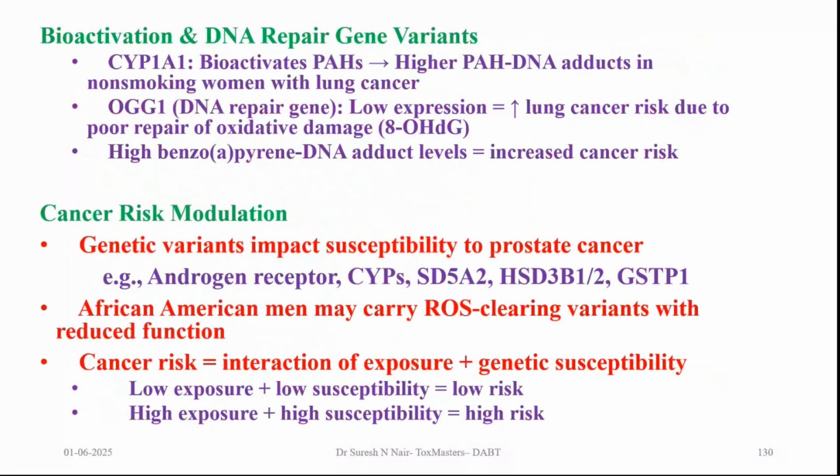Okay, so these are the other variations. The bioactivation and DNA repair genes variation. The DNA repair, we have already studied the enzymes or the pathways that are involved in the DNA repair. This also can make the persons more or less susceptible. So these are the individual variations that are happening within the species. This is not across the species. This is within the species.